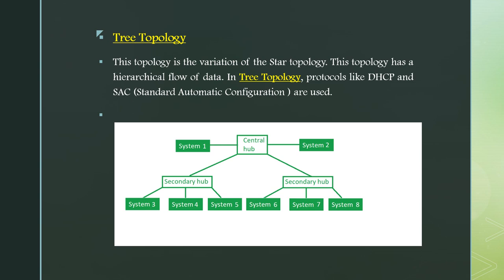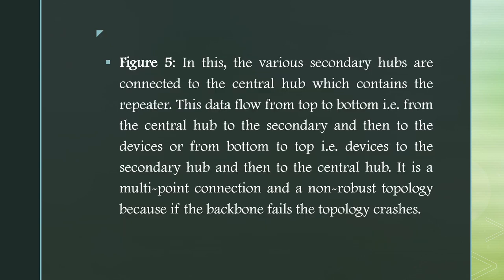This topology has a hierarchical flow of data. In tree topology, protocols like DHCP and SAC, Standard Automatic Configuration, are used. Figure 5 shows the various secondary hubs connected to the central hub, which contains the repeater. The data flows from top to bottom, that is, from the central hub to the secondary hubs, and then to the devices, or from bottom to top, that is, devices to the secondary hub, and then to the central hub. It is a multi-point connection and a non-robust topology, because if the backbone fails, the topology crashes.